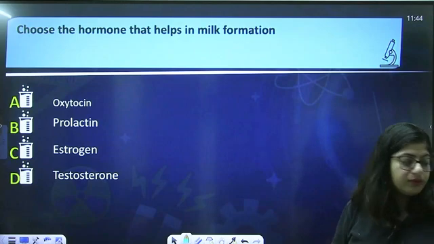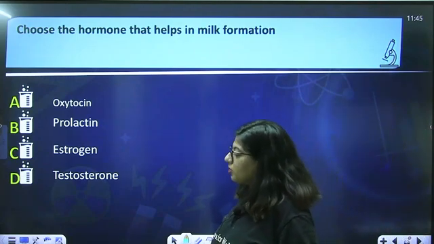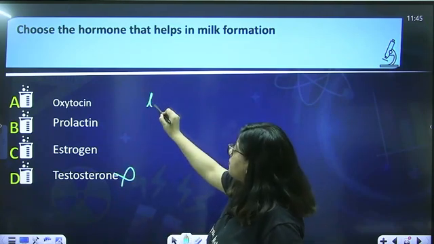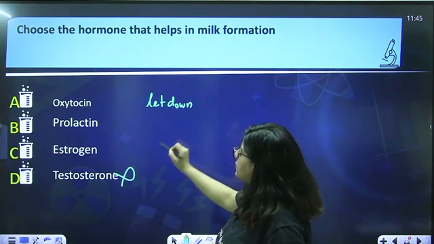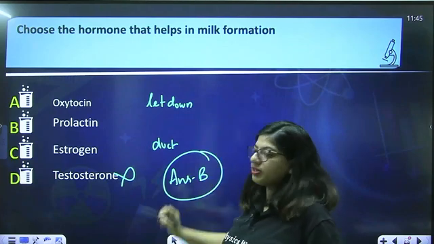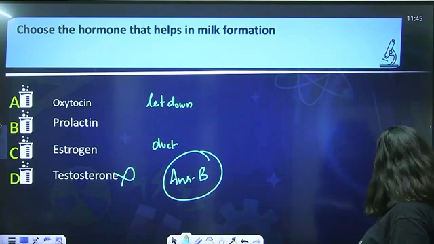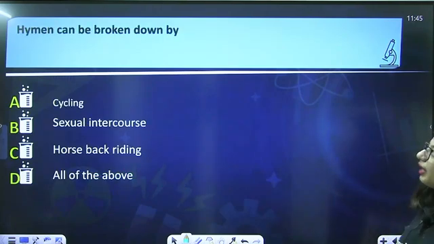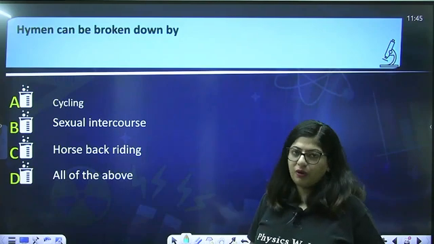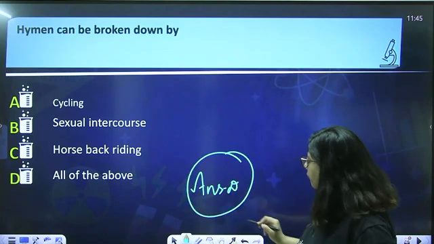Next, choose the hormone that helps in milk formation. Oxytocin, prolactin, estrogen, testosterone. Testosterone is a male hormone, so nothing to do here. Oxytocin helps in let down, estrogen helps in duct development, prolactin helps in milk formation, synthesis or production, and secretion. Next, the hymen can be broken down by cycling, sexual intercourse, horseback riding, all of the above. Now you all know it can be broken down by any of these things, so all of the above.